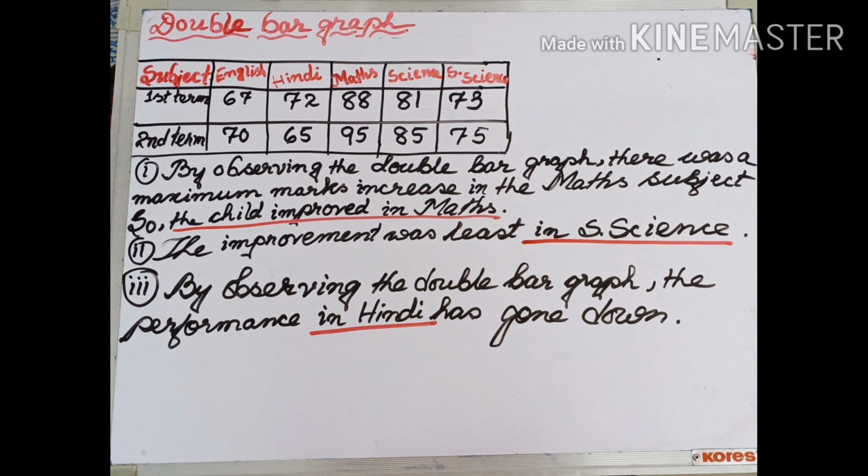So question number 1 was: in which subject has the child improved his performance the most? That means it is maths. Second one is: in which subject is the improvement the least? That means social science. And has the performance gone down in any subject? Yes, by observing the data in the double bar graph, the performance in Hindi has gone down. So understood? You have understood how you can draw a double bar graph, right?